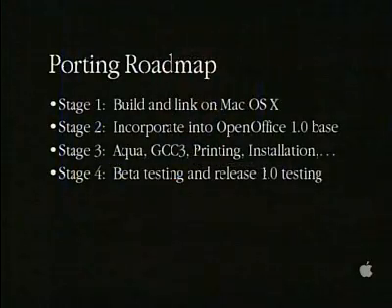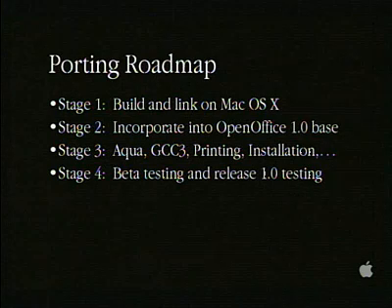On the OS 10 team, we've developed a porting roadmap. Our first stage was to build and link on Mac OS 10. There were lots of technical issues that really held us up since April 2001 when we started working on this. Next, we need to get up to the OpenOffice.org 1.0 source. We're so far behind, we need to catch up. After that, we need to start getting it to work with the Aqua graphics layer and Core Foundation. GCC 3 is released, and we need to get this working for new compilers. We need printing support, installation help. And after all of this is done, then we need beta testers, end users, and release 1.0 testing.